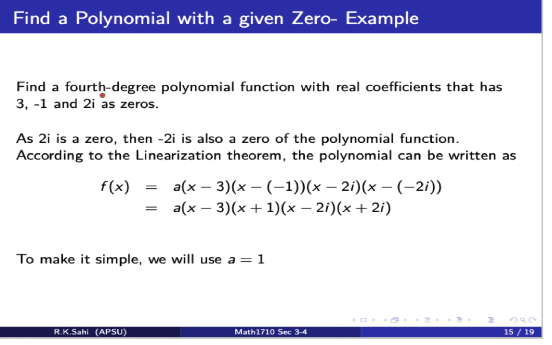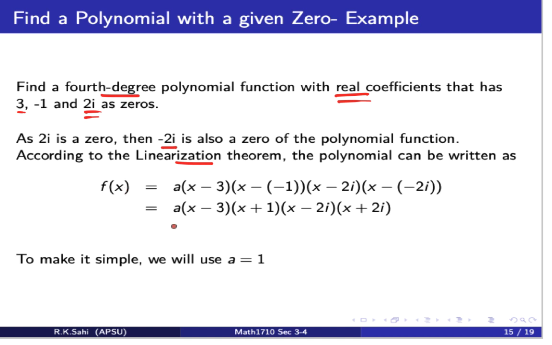Here we're going to find a fourth degree polynomial with real coefficients, which has 3, minus 1, and 2i as zeros. So automatically if 2i is 0, minus 2i is also a 0. According to the linearization theorem, how can we write the polynomial with real coefficients? a times (x minus 3), this is one zero, (x minus of minus 1), because minus 1 is a 0, and 2i, (x minus 2i), and times (x minus of minus 2i). That means this. Just doing a little simple algebra here, a times (x minus 3), (x plus 1), (x minus 2i), (x plus 2i).